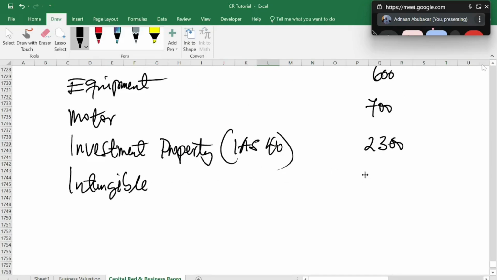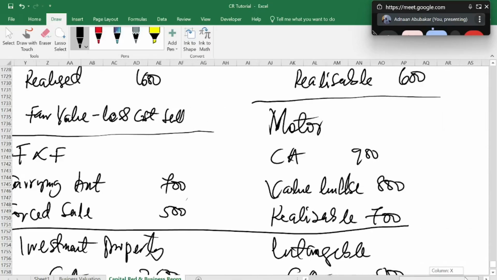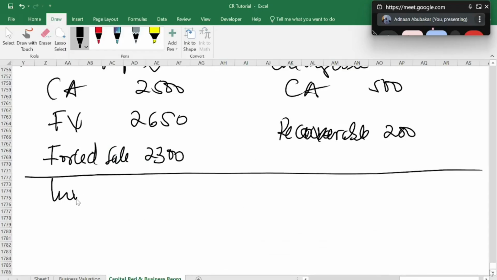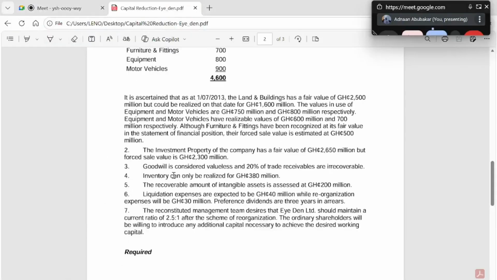Next one is inventory. Okay, so let us do the analysis of inventory. What are they saying about inventory? Book value, let's take book value first. The carried amount of inventory is 700. Good. Go to Number 4. What did they say? 4 is telling me inventory can only be realized for 380 million. Good, so that is what you can see.